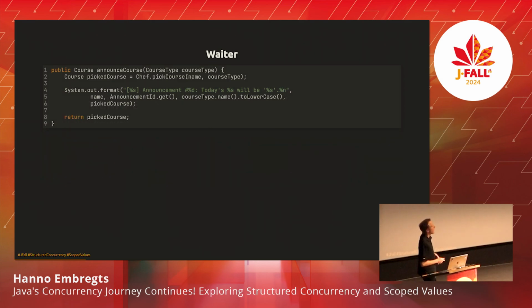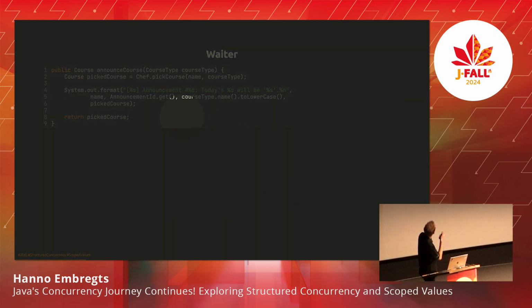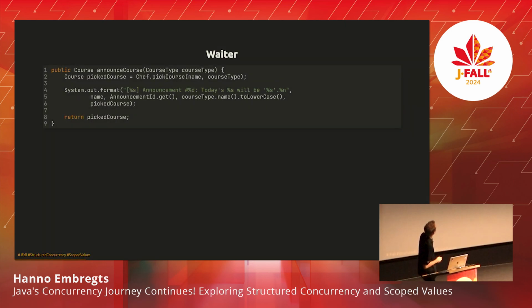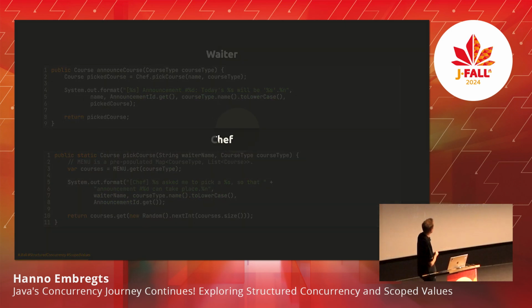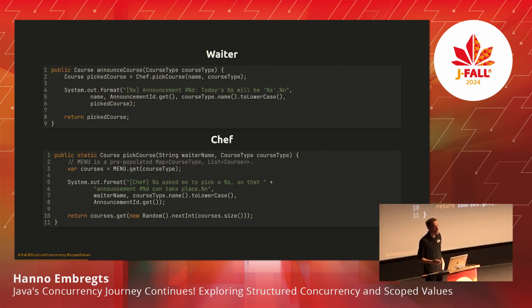Well, in that case, if we have exposed this thread local, then we could just use it right here, announcement ID.get, and use it in some kind of a logging line. Today's starter course will be, for example, this course, and there will be an announcement ID that is logged along the way. And in a different class, we can use the same instruction again, and it will return the same value when the same thread runs the code.